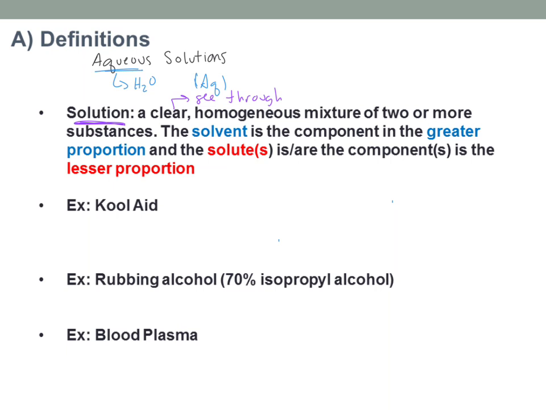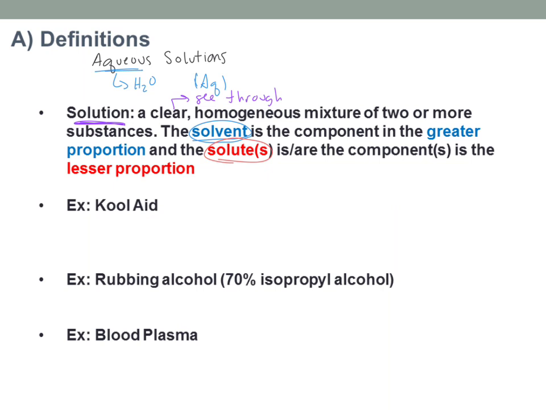Within this, we have two different words we need to define. Solutions are made up of two components. They're made up of the solvent, which is the thing that is present in the greater proportion. Usually for us, that's going to be water. And then the solutes, which are the things that are present in the lesser proportion or proportions. So that's the definition. It's not the thing that dissolves and the thing that doesn't dissolve. It's just whatever is present in greater or lesser proportions.